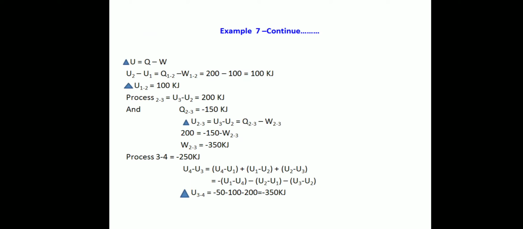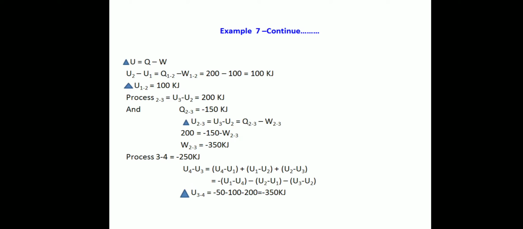So for the 2-3 process, they asked to calculate W value. We know the same formula, delta U is equal to Q minus W. Apply this formula for the 2-3 process, and we get the calculation for W. In the similar way, for the process 3-4, the only different thing is that we have to adjust delta U values in terms of delta U 3-4.